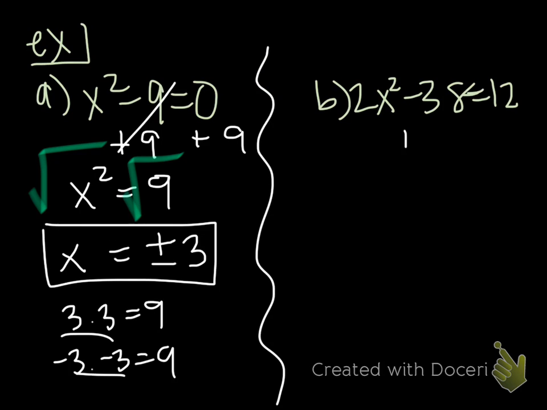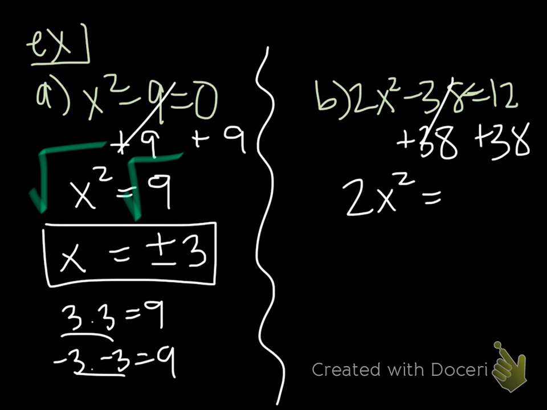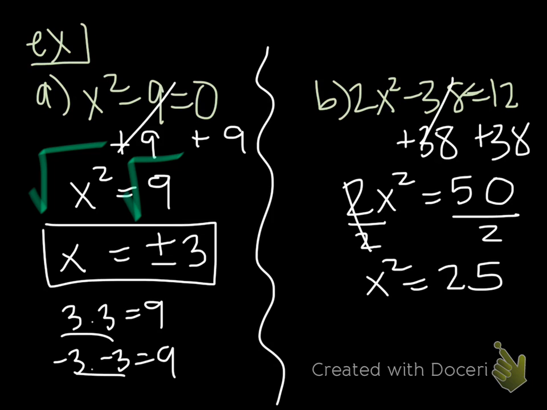Letter B, my first move will be to add that 38 over. When I do that, I get 2x squared equals 50. Then we're going to divide both sides by 2, and I get x squared equals 25. Again, to get rid of that squared, I'm going to introduce a square root into the problem. And when I take the square root of 25, we get plus or minus 5.